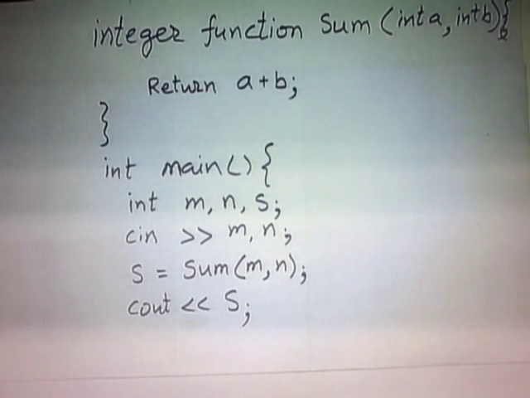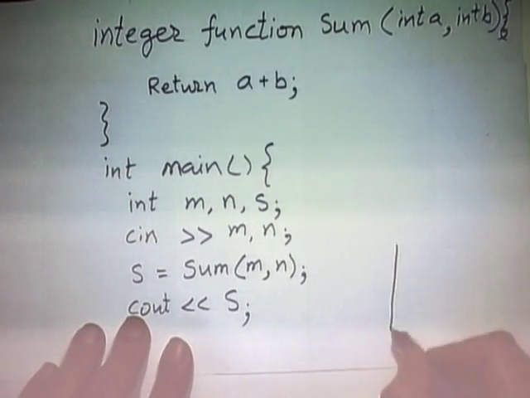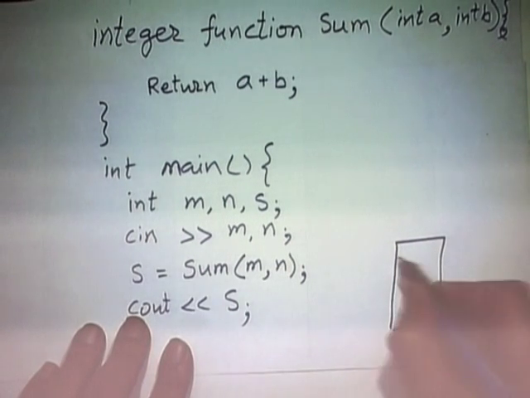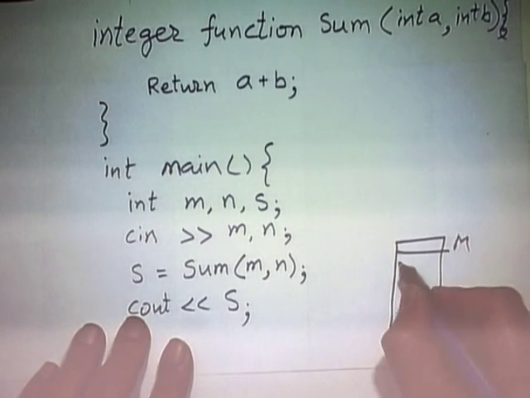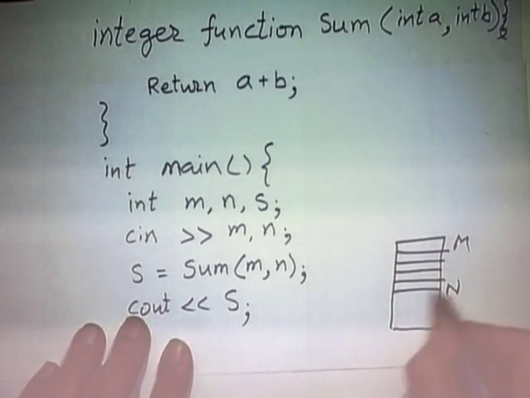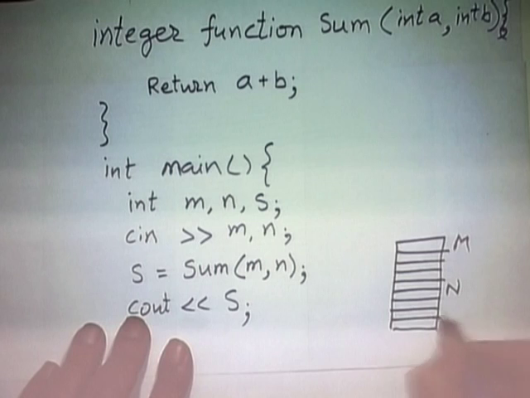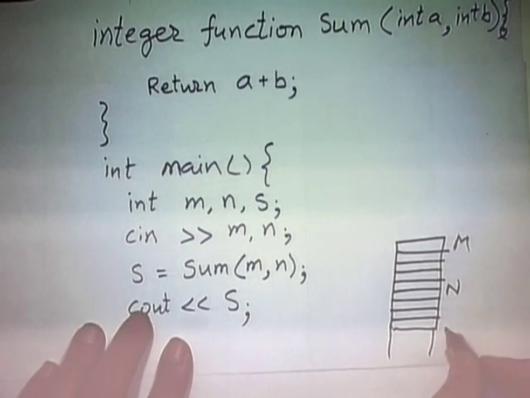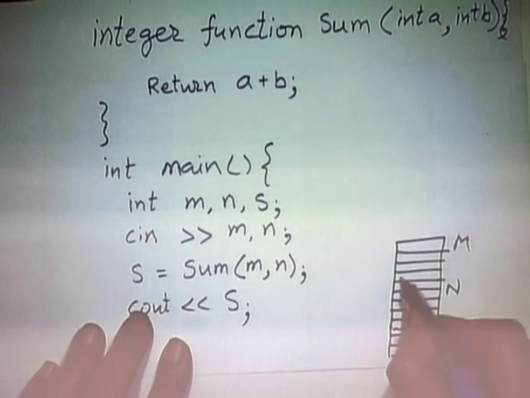This is as if I have a variable M which starts here, 1, 2, 3, 4 bytes, and a variable N which starts here, 1, 2, 3, 4 bytes, and then I have this S which starts here. Something like this.